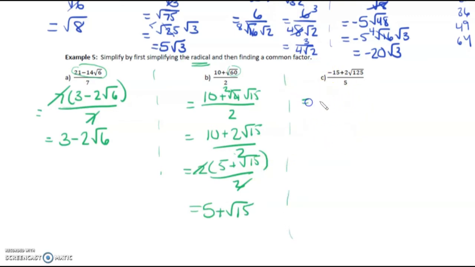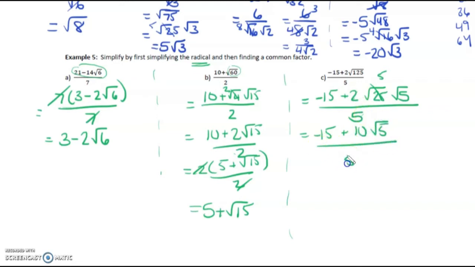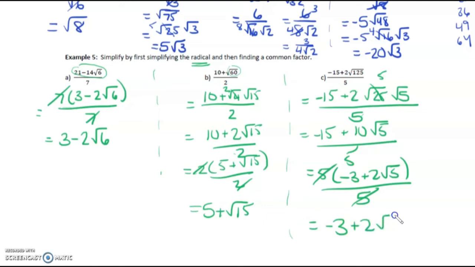Okay, and the last one. What can we pull out of root 125? Well, we can break that down. So negative 15 plus 2 times root 25 times root 5, and that will be a 5. Leave the 5 as the denominator. So I get negative 15 plus 2 times 5 is 10, root 5, all over 5. So let's go ahead and factor out a 5 from the numerator. I get negative 3 plus 2 root 5, all over 5. We can cancel those out. We're left with negative 3 plus 2 root 5.